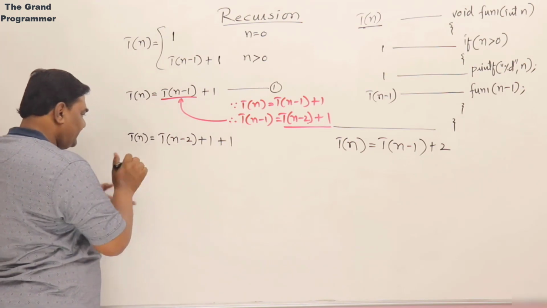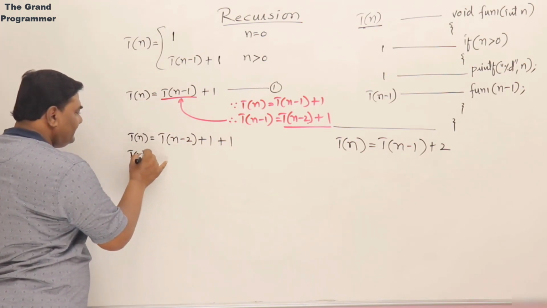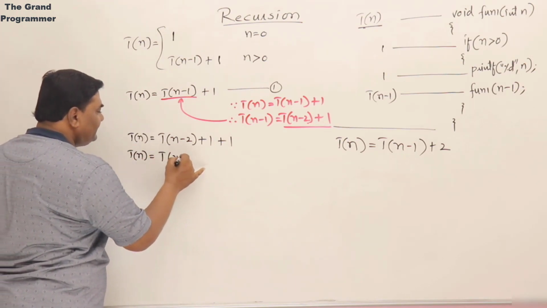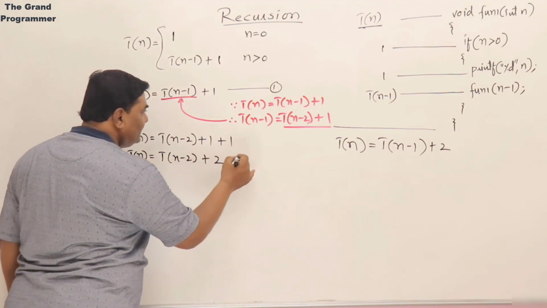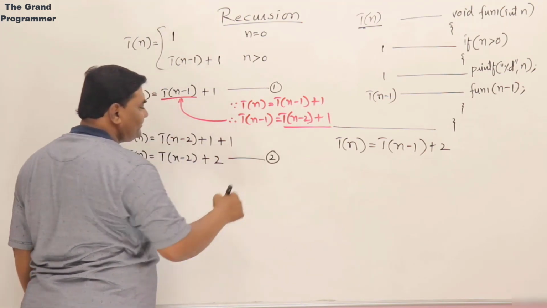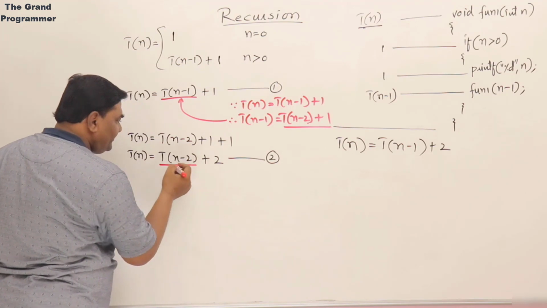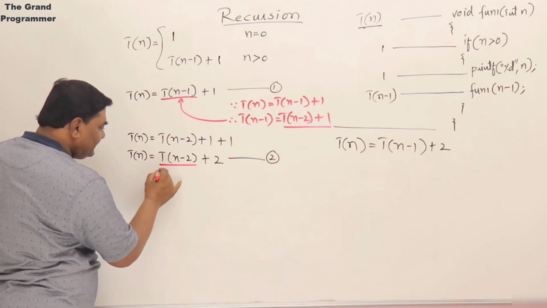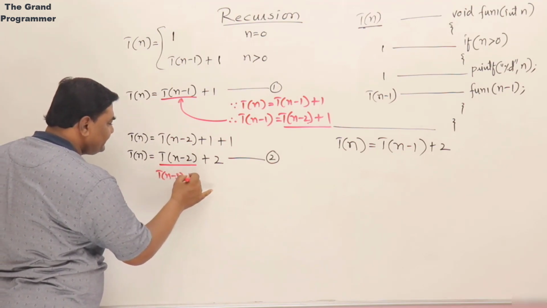So what is this one finally? T(n) is equal to T(n-2) plus 2. So let us call this the second equation. Then let us substitute in this place. So what will this be? This will be T(n-3) plus 1.